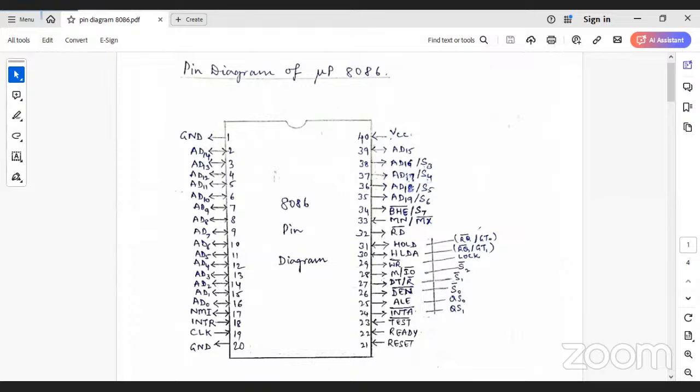Ma'am, I have a doubt. In maximum and minimum, there is a bar on maximum, but not on minimum. See, so see what will happen?